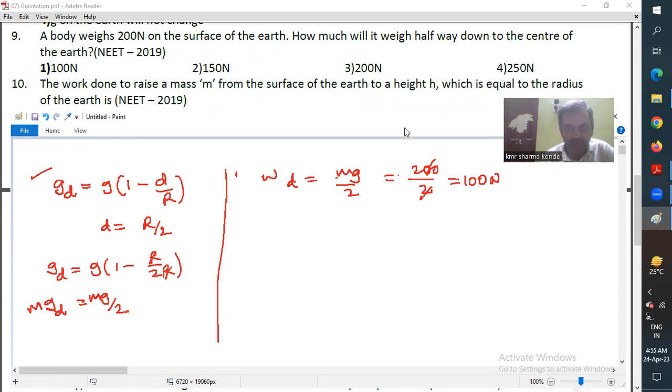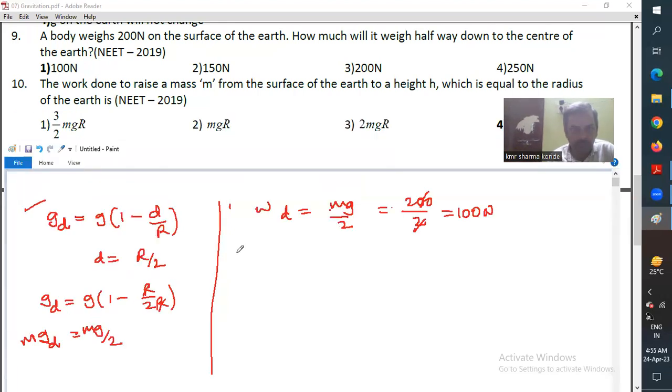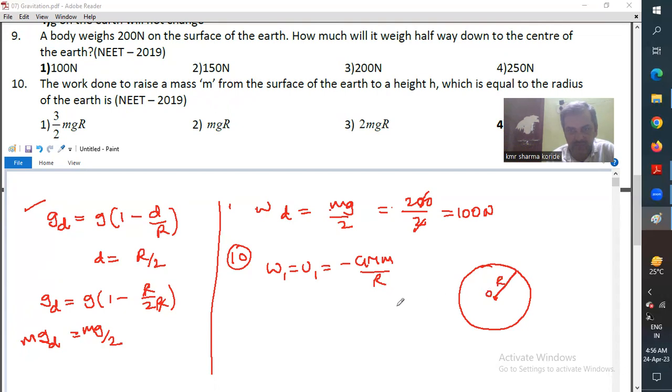Moving to the next question. This is question number 10. Work done to raise a mass m from the surface of the earth to a height h, which is equal to the radius of the earth. When we are on the surface of the earth, we possess potential energy U1 equal to minus GMm by R, because we are at a distance equal to the radius of the earth from the center of the earth.